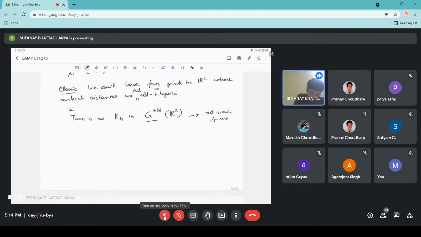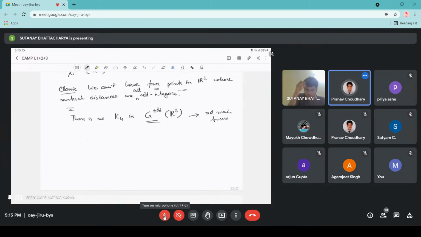The odd distance graph is basically you take all points in R2, and every point is a vertex, and you join two vertices if their mutual distance is an odd integer, right? And this statement basically means that graph does not have a K4. Does that make sense?